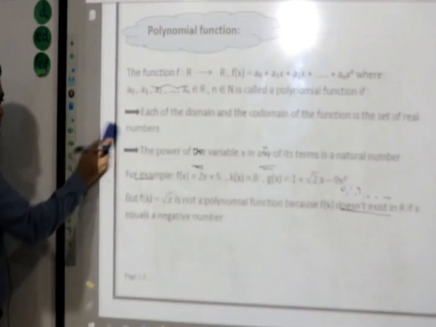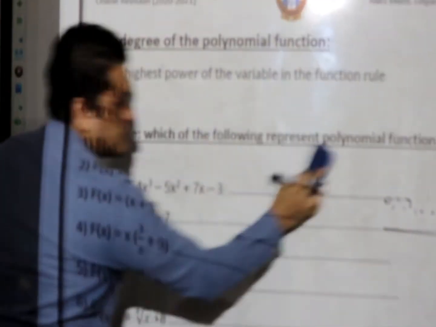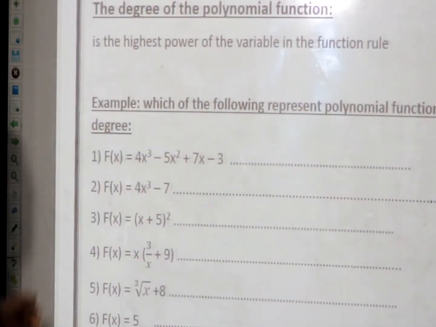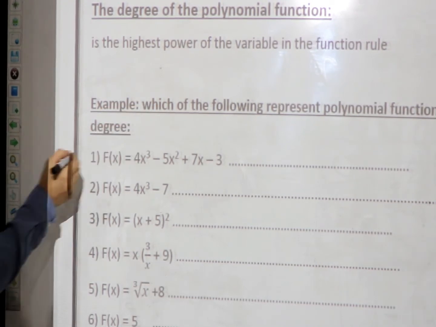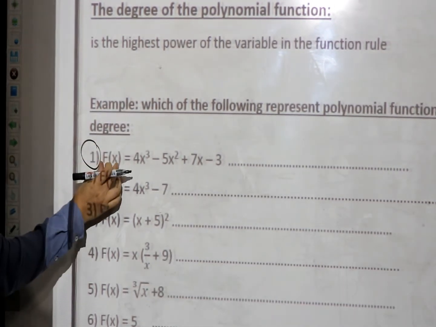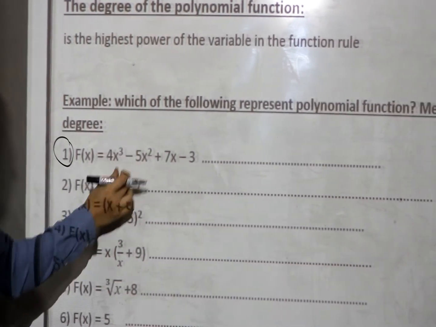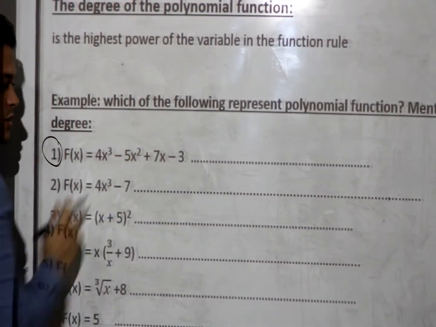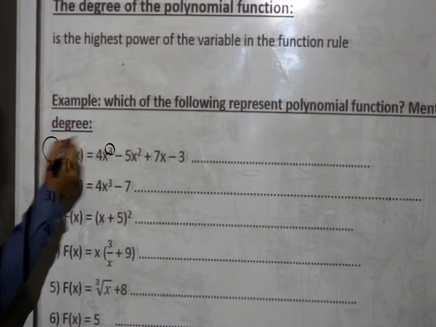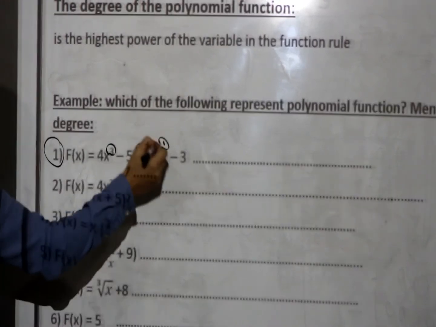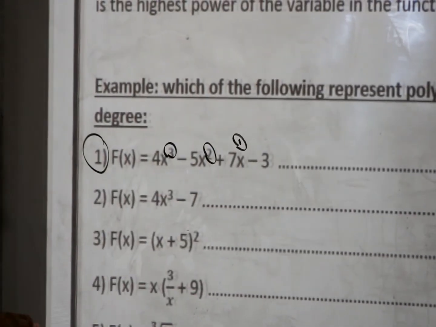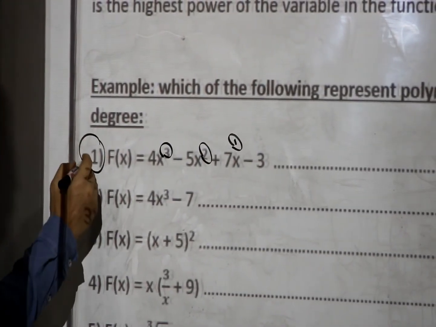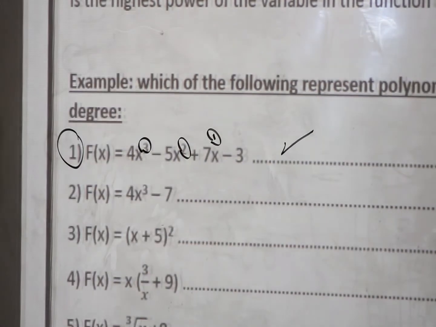For example, which of the following represents a polynomial function or not? Example number 1: f of x equals 4x power 3 minus 5x power 2 plus 7x minus 3. Your powers are 3, 2 and 1. So all your powers are natural numbers. So is your function a polynomial? Yes, it is a polynomial.